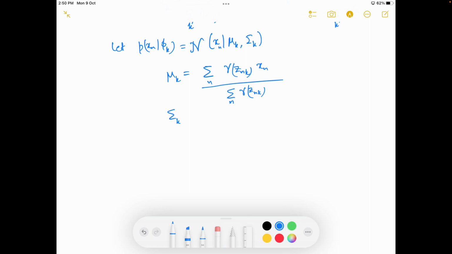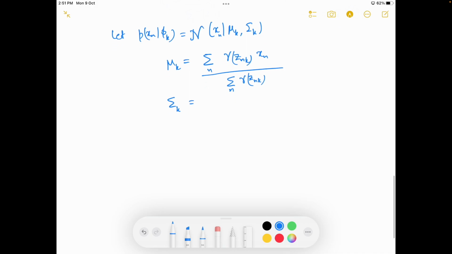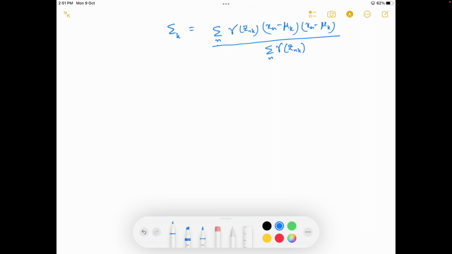And likewise the sigma k, if my x were a vector, then sigma k would simply be the summation over all n, the weighted average of the covariance. Right? Simple Gaussian parameter estimation. Okay, that's it. So basically the M step was very easy. Maximizing the loss function with respect to the parameters, that step is very easy.